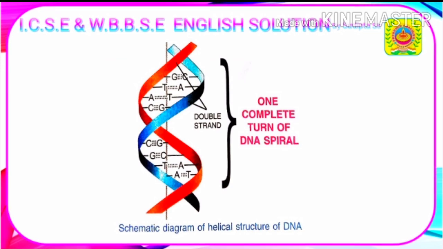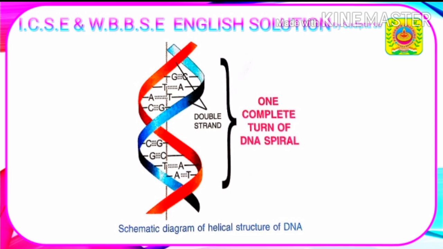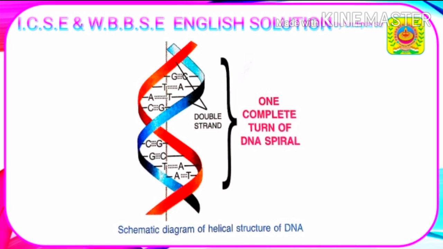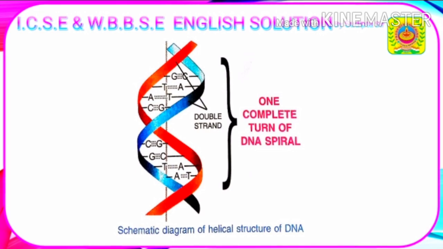Now just look at this picture. This picture is the schematic diagram of the helical structure of DNA. This picture is important for you. You can see in this picture the bonds of adenine, guanine, cytosine and thymine. So practice this picture. This is important as well.